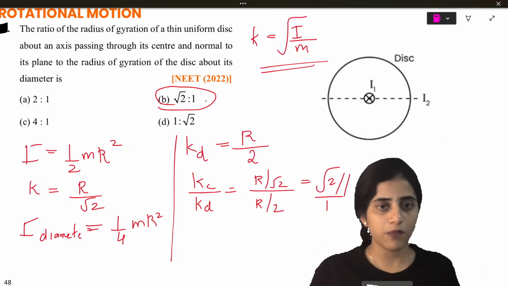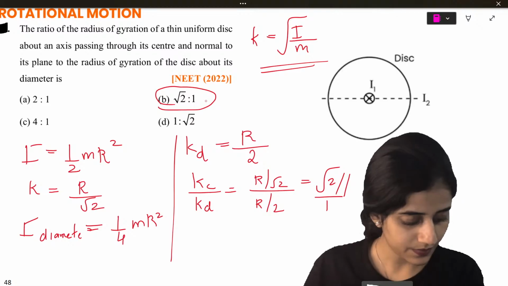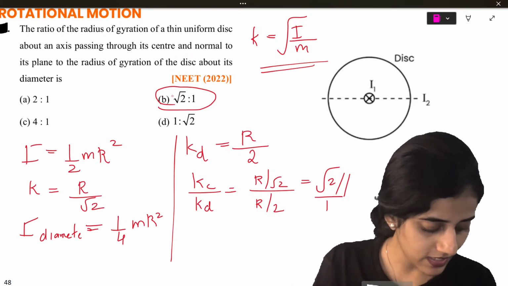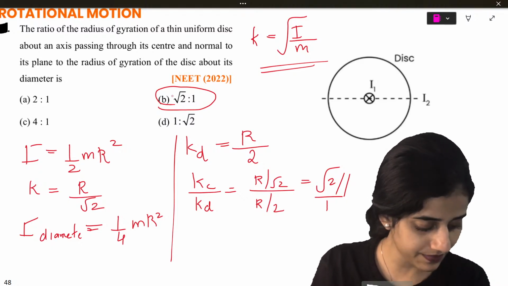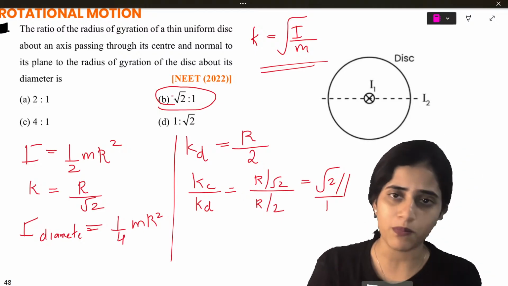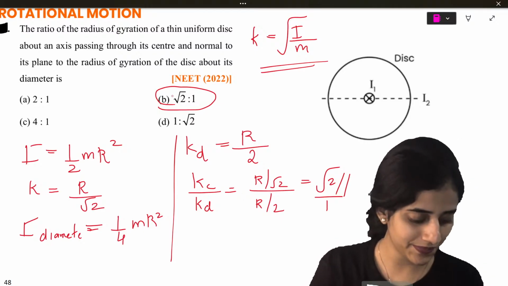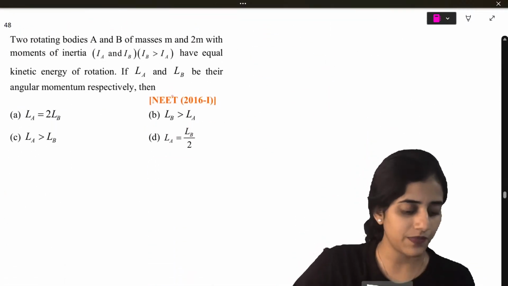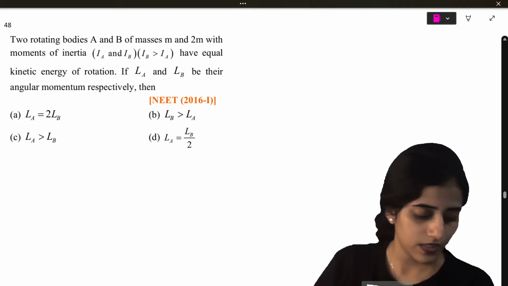B plus 4 fires. B. Yes, Habib, Kushi, Sinchana, Sanjay, Sanvika, Anvika. What is your name? Kushi Anand, got it. Rakesh, yes ma'am. Okay, very good. Next question.